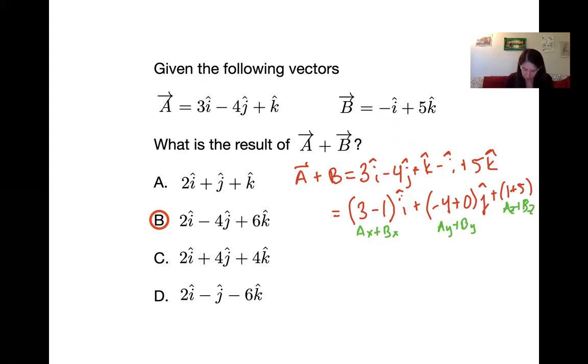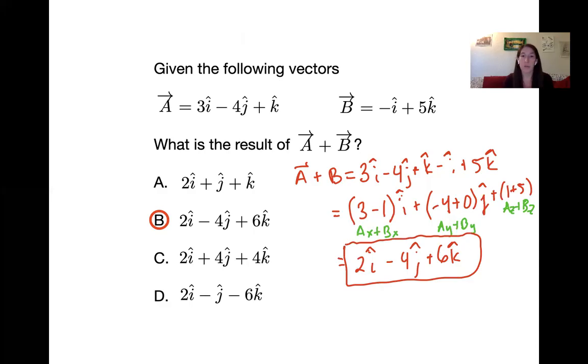All right, and then this is equal to 2i hat minus 4j hat plus 6k hat, which is indeed the answer B here. If you got one of the other ones, probably what you did is you messed up a minus sign or something like that. So make sure to be careful and include your minus signs where appropriate.